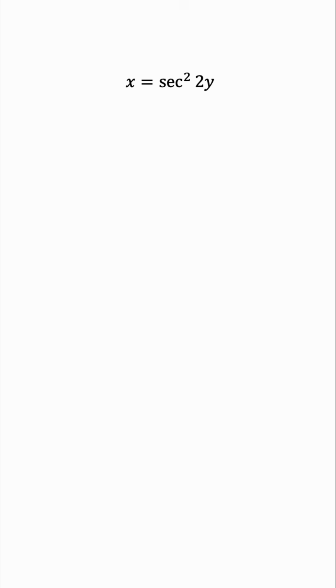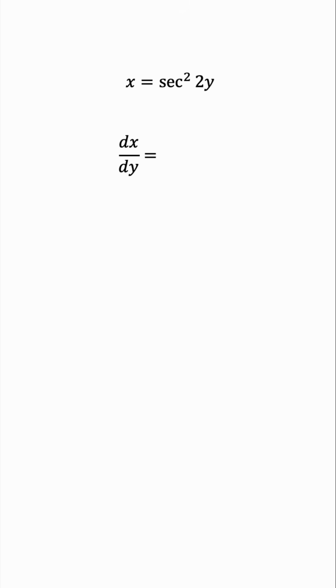We need dy by dx, but the equation we have is x in terms of y. Do we need to convert it to y in terms of x? In other words, do we need to solve for y first and then take the derivative? In truth, we don't. We can actually find dx by dy and then take the reciprocal.